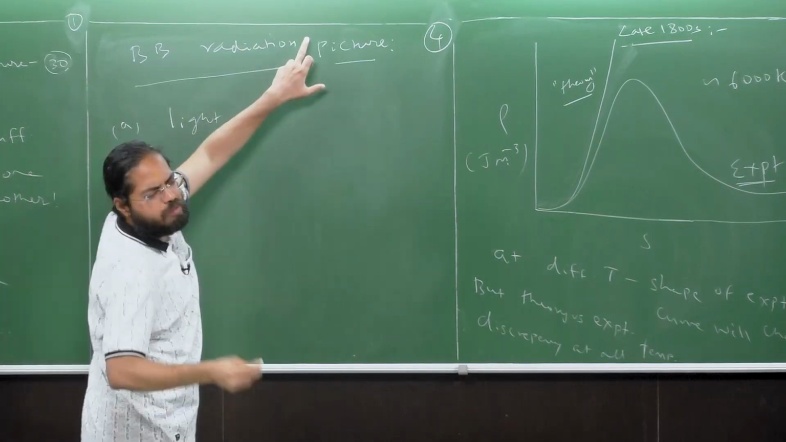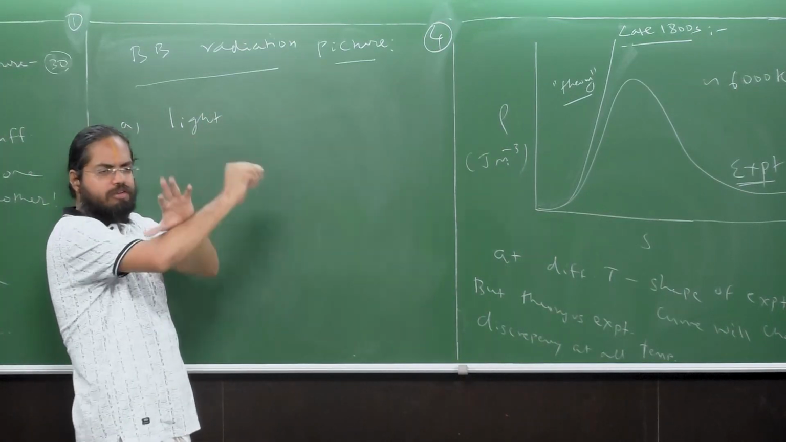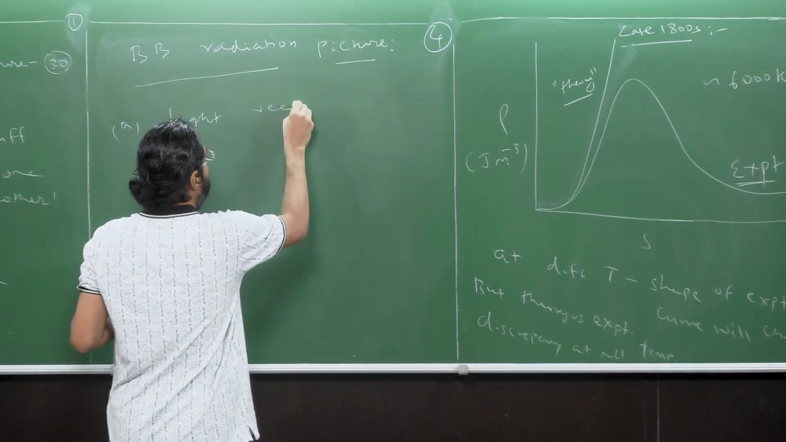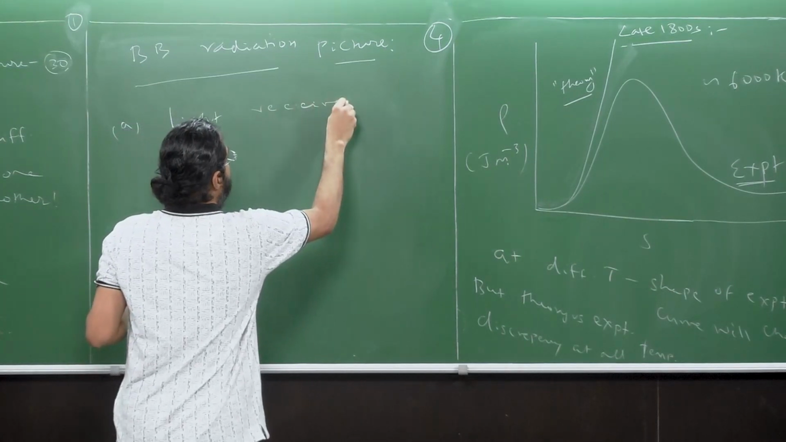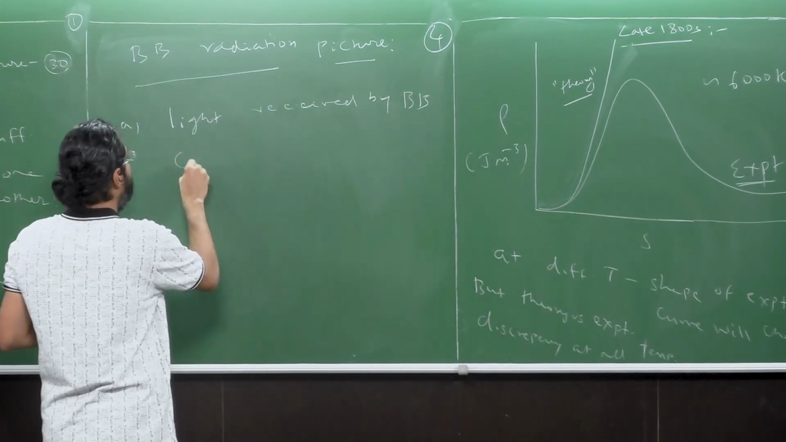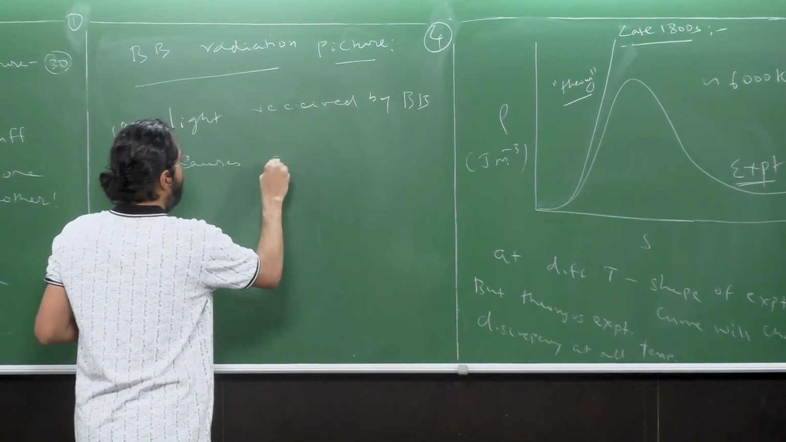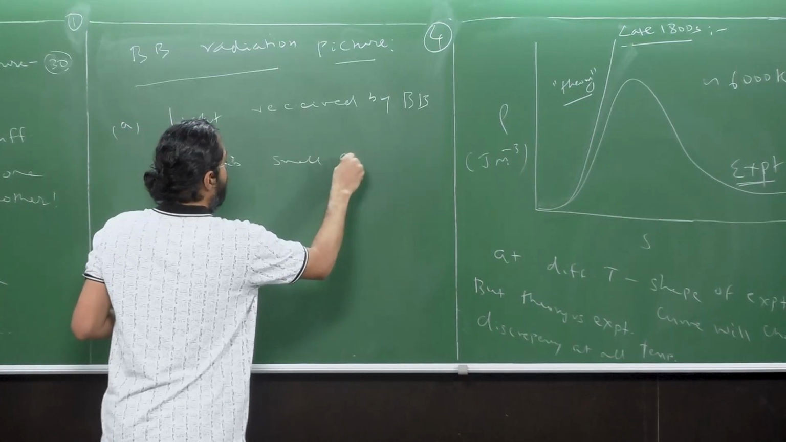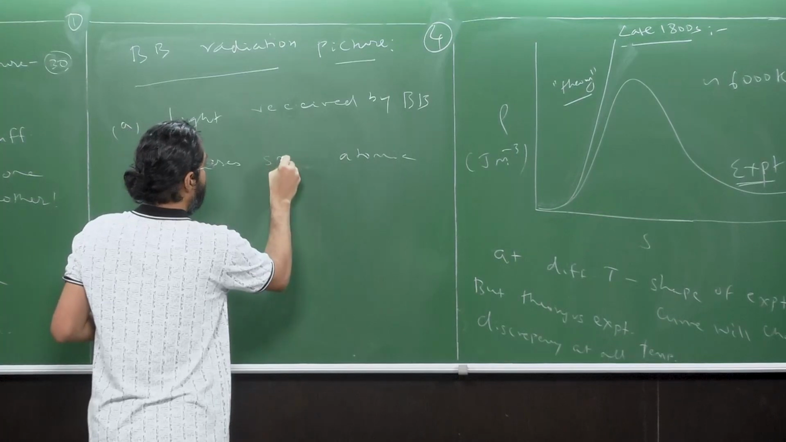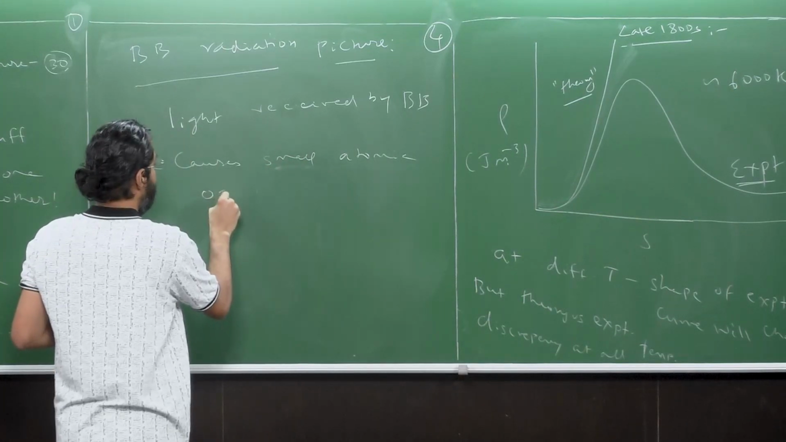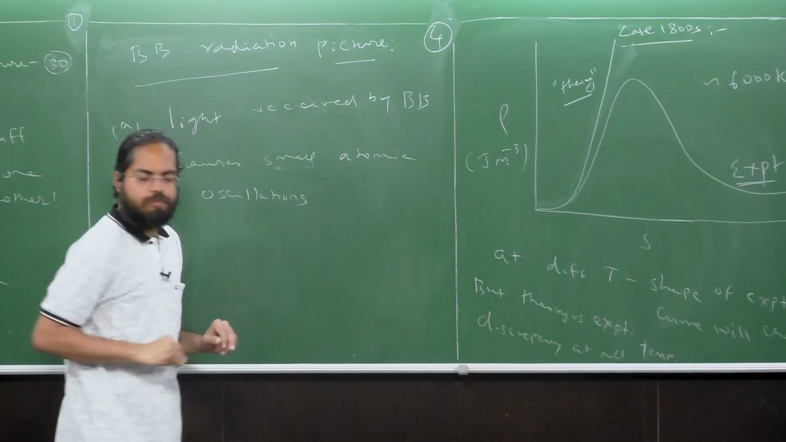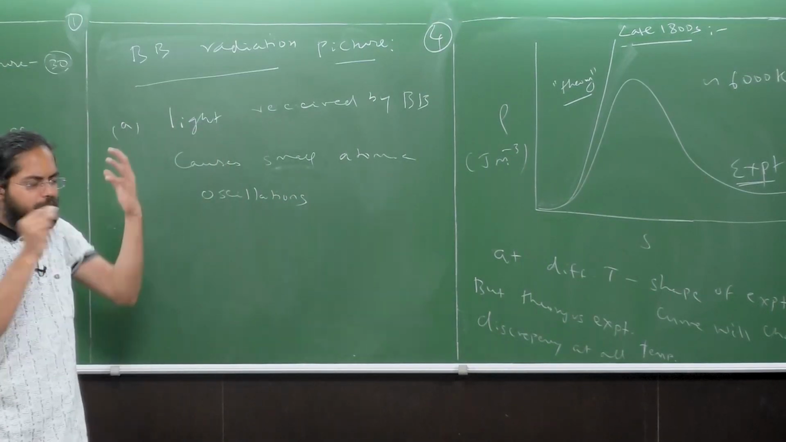The physical picture and the mathematical model. I'll come to the math very soon. Okay. So light, which is received by a black body, causes small atomic oscillations in the black body.